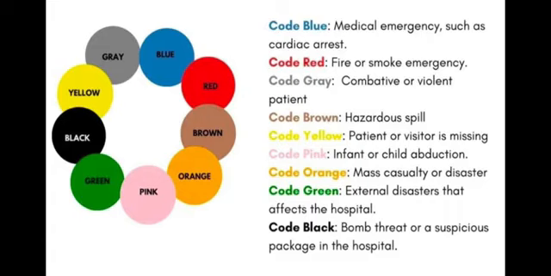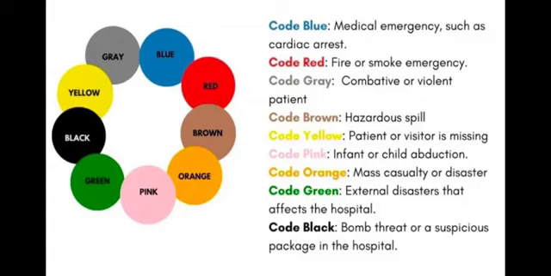Gray code, combative violence with patients. Gray means violence with patients. Code brown, hazardous spills. Brown, you should know about it. Code yellow, patient or visitor is missing. Yellow means patients, visitors, or anyone who goes missing during their time in the hospital. Code pink, infant or child abduction. Infant or child abduction.